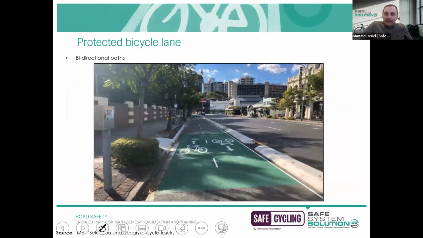Here's an example of a bidirectional path, and this one looks a little bit different. You may notice that the separator that is being used is much narrower. Prize in the chat for the person that can tell me why this example may have a narrower separation.